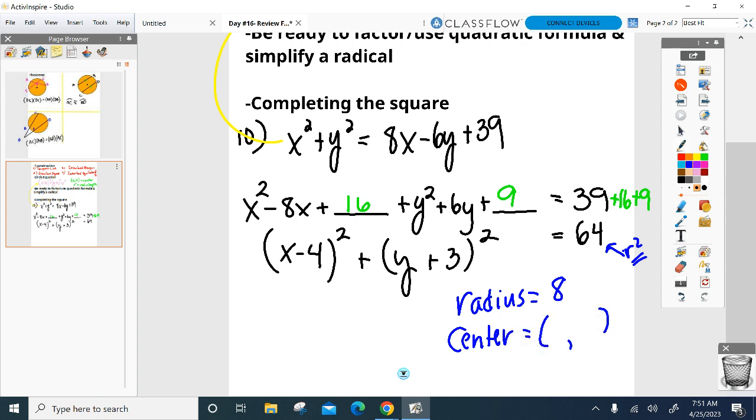And how about the center? What are my h and k values? 4, negative 3. I always change the signs when I either, remember, I just change the signs if I put it into the equation or if I take it out. And there you go. We good there, big boss? Yeah.